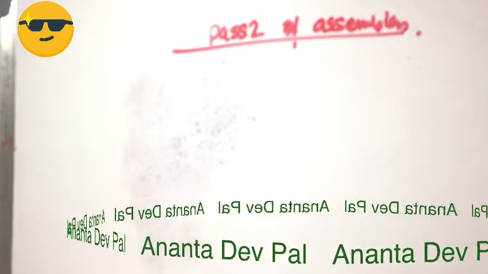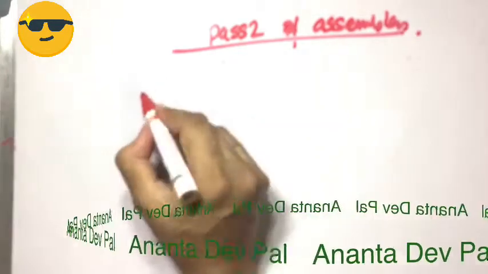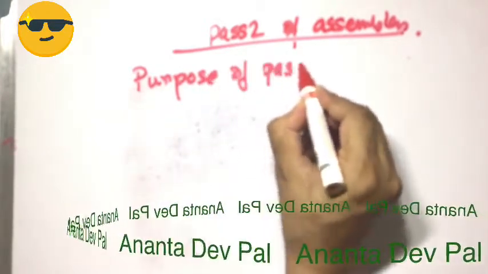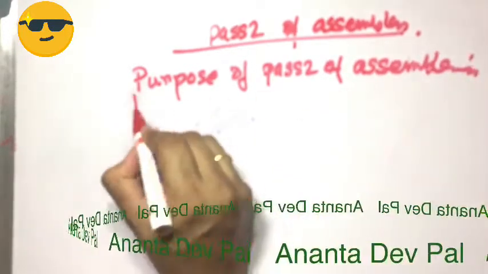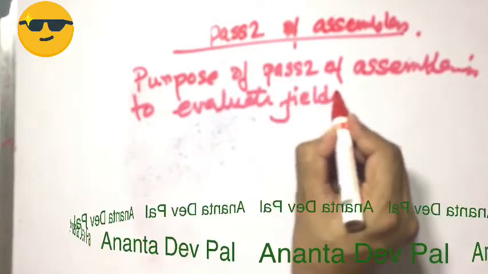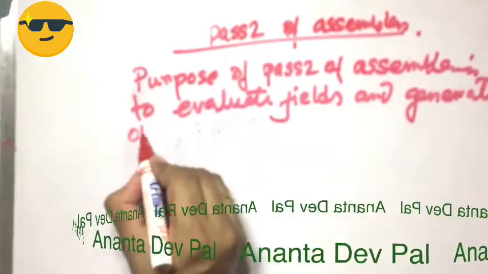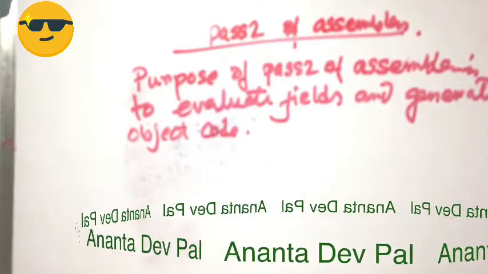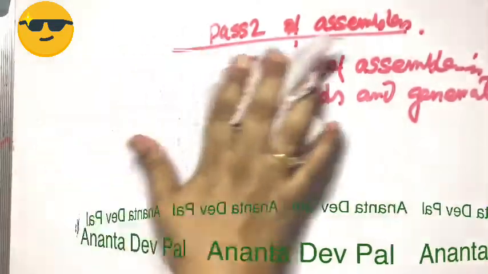We know the purpose of pass2 is to generate the code, to evaluate the fields and generate the object code. That is the main purpose of pass2. It is used to evaluate the fields and generate object code. This is pass2. Now the databases of pass2.